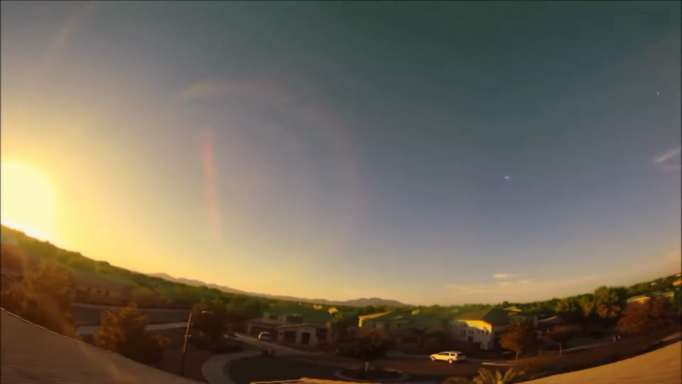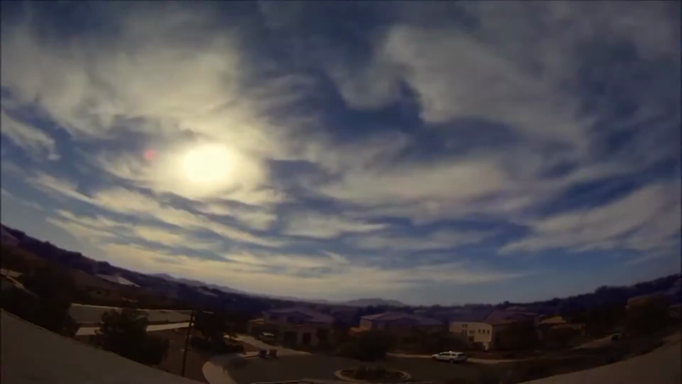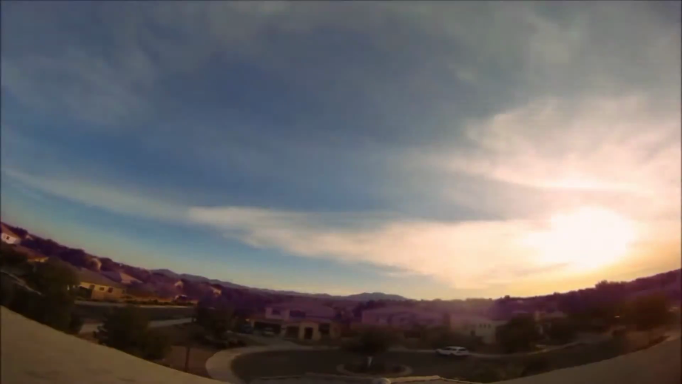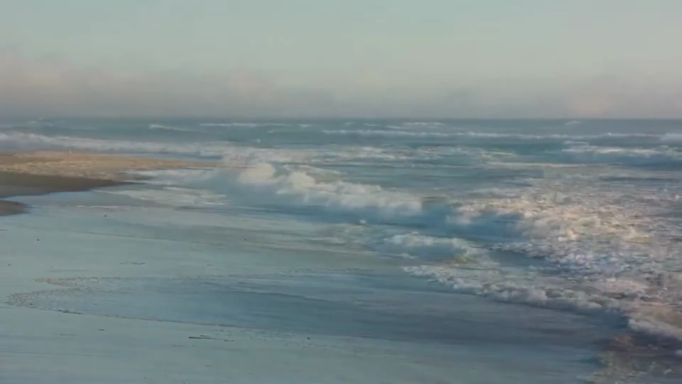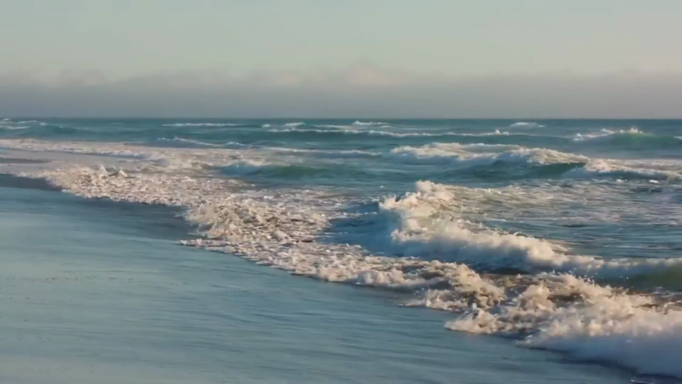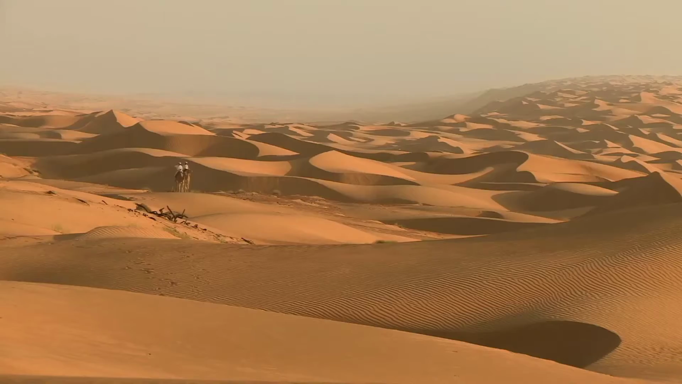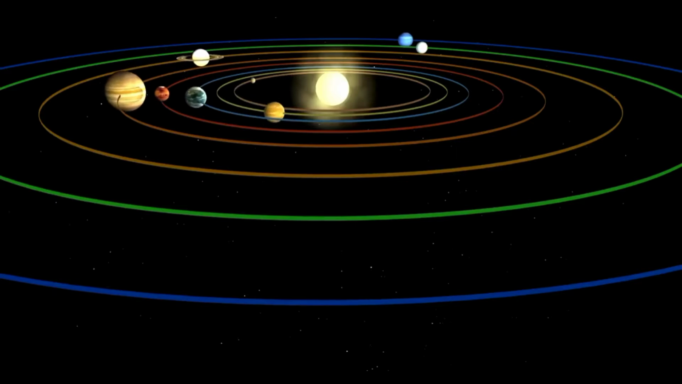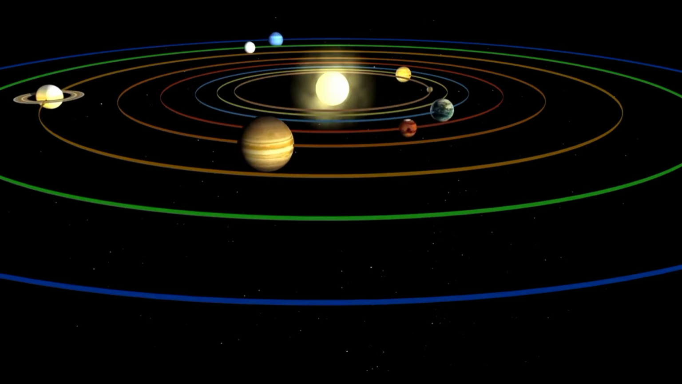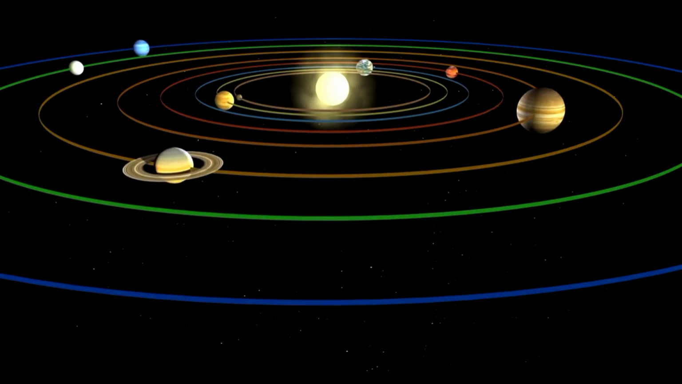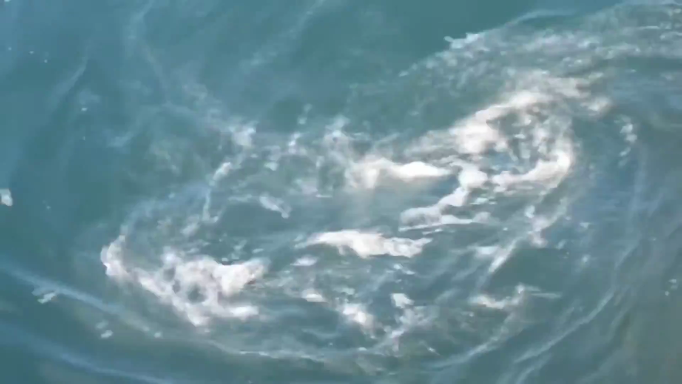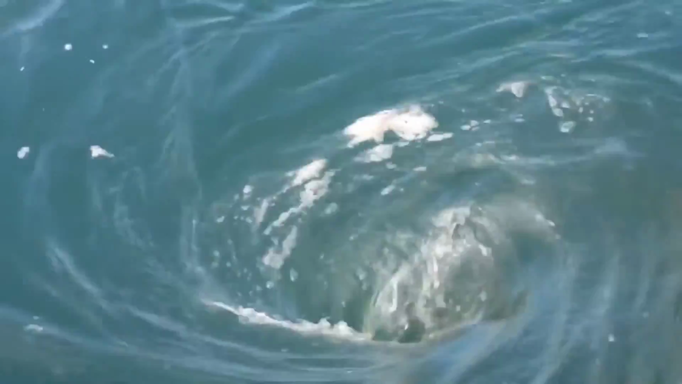The movement of the sun, in which it rises from the east and sets in the west. The design of the waves on the sea. The undulating ripples of a desert dune. The circular movement of planets by following their orbits. The movement of whirlwind and whirlpool are also examples of things that have a pattern.